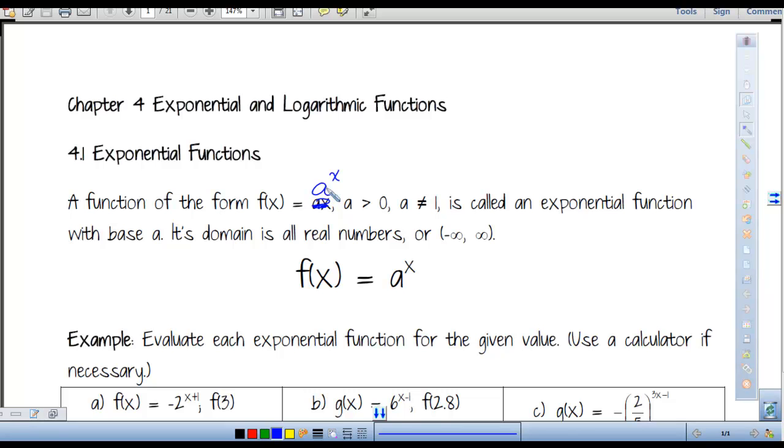So this is our basic function. The domain of this function is all real numbers. We can plug in anything for x in a to the x, and then we're going to talk more about what the range of the function is.